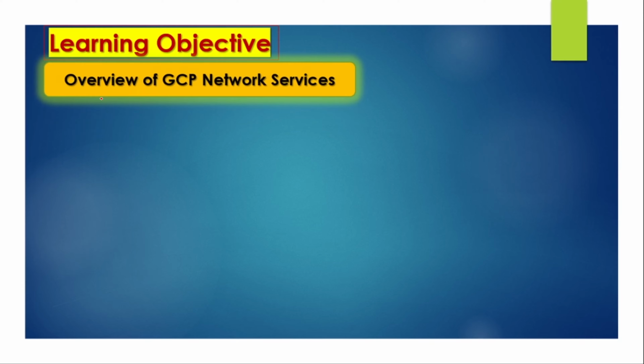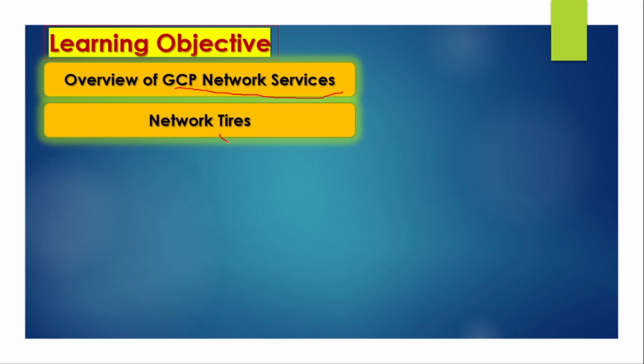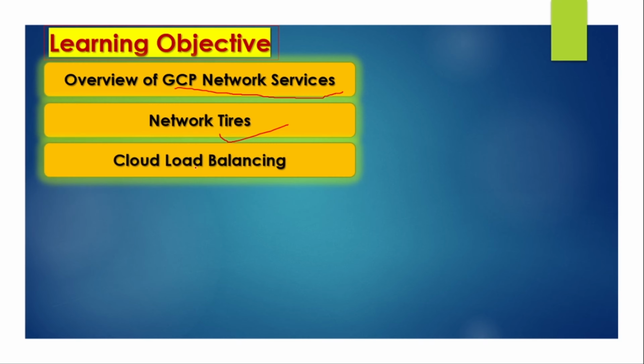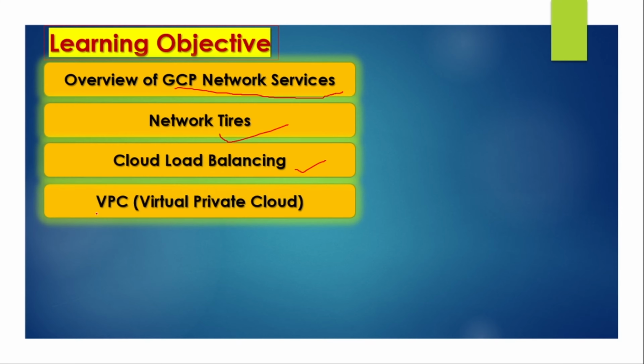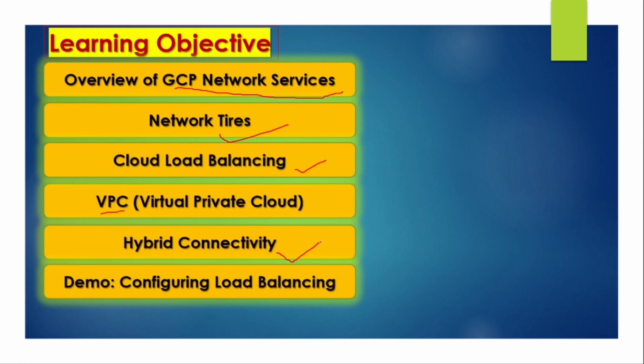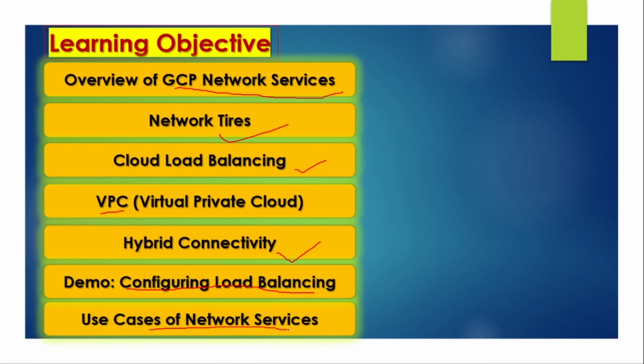First of all, we will be starting with the overview of GCP network services, and after that we will move to network tiers. We'll see how many types of network tiers there are and what their uses are. Then we will move to cloud load balancing. After that, we will have a look at the VPC, that is virtual private cloud, and we'll also look at hybrid connectivity. And after that, we'll have a demo session on configuring the load balancers. And finally, we'll move to the use case of network services. So let's get started with the overview of GCP network services.